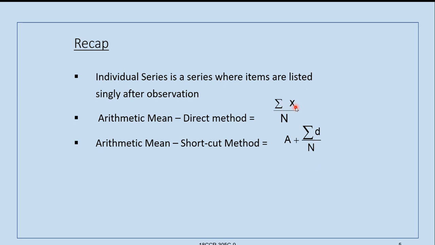Here in the direct method we have taken a table which includes first column observations given in the problem, the name of the observations given in the problem, and second column value of the observations given in the problem. Only these two columns will be there. And after summing up the second column, that is value of the observations, we have used a formula which is here, sigma x by n.